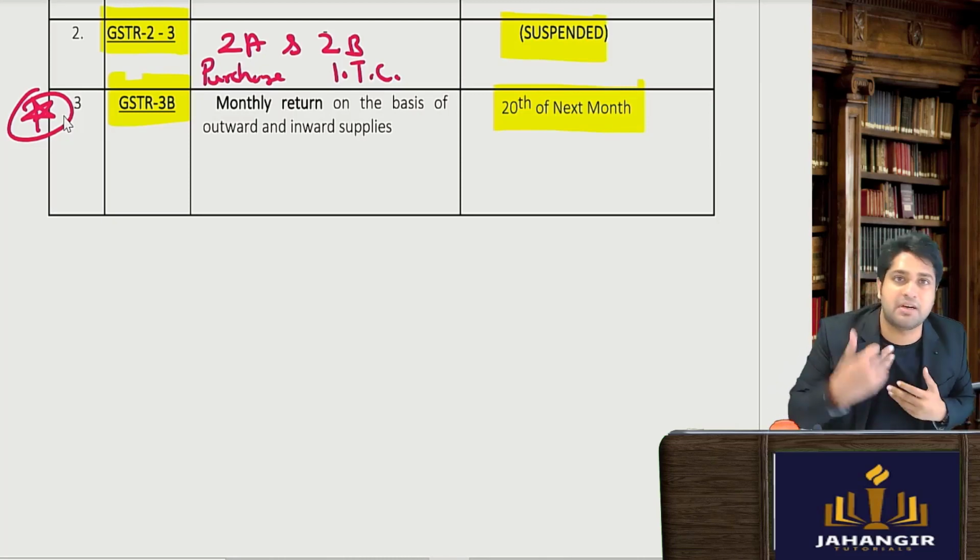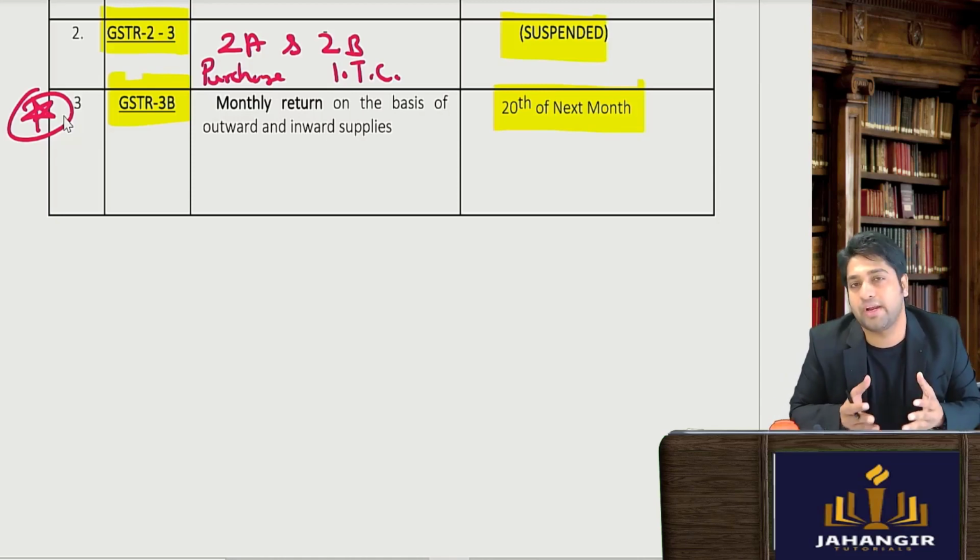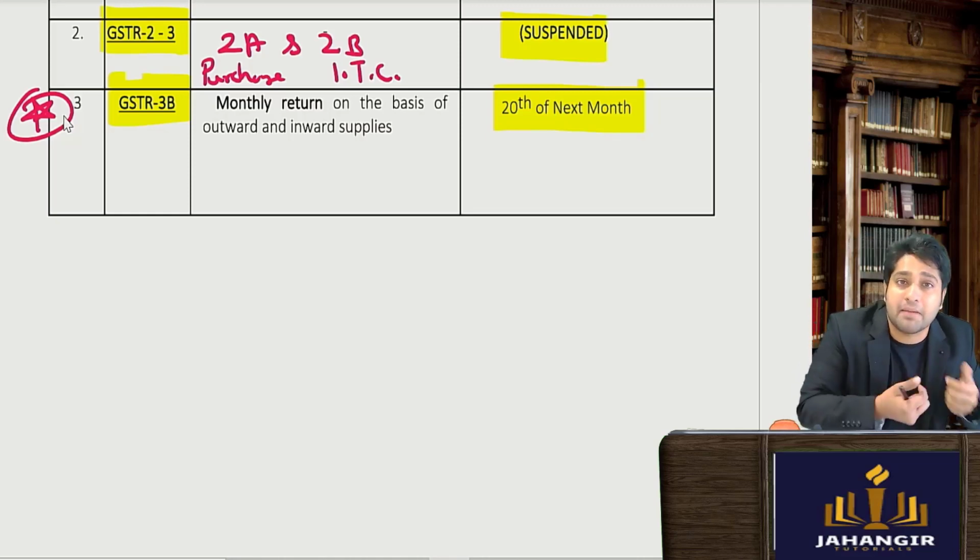Have you made any payment to the government or it's a mere information? In GSTR 1 and GSTR 2, 2A and 2B, have you made any payment to the government?